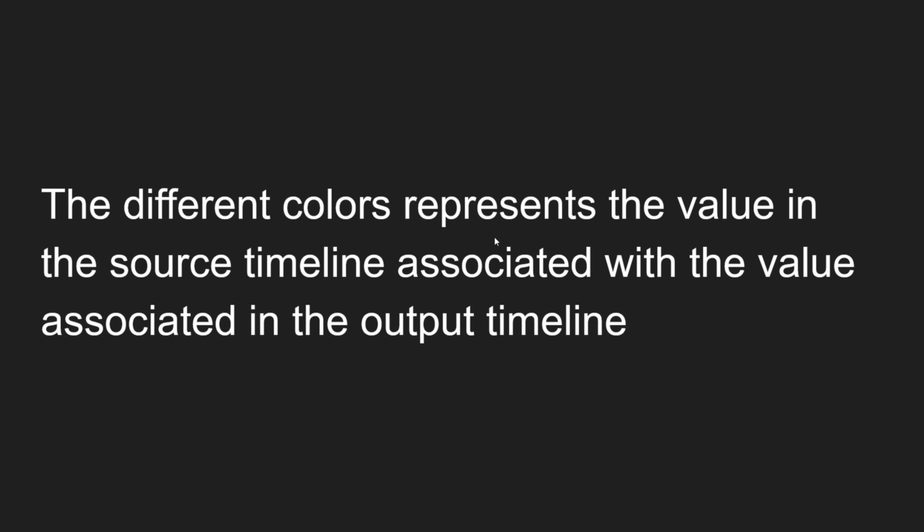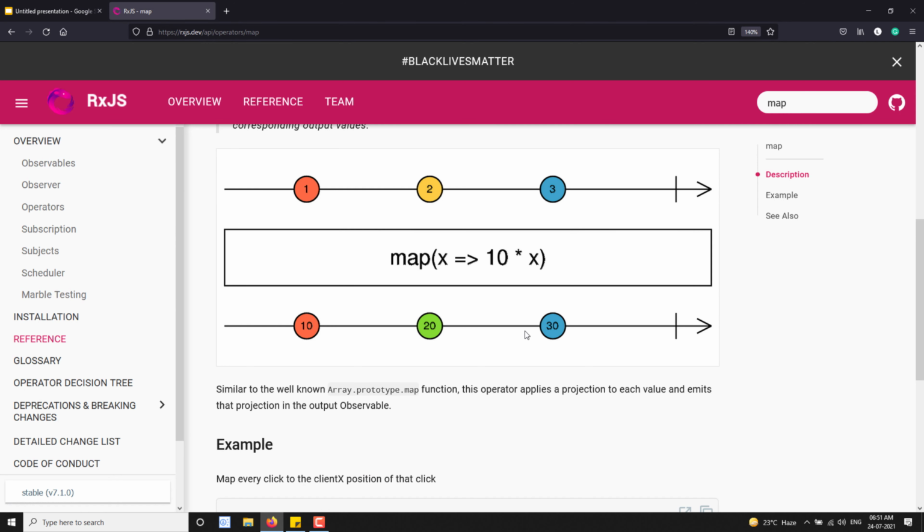The different colors represent the value in the source timeline associated with the value in the output timeline. So you need to understand that the different values, the different colors, are what you see here: orange, yellow and blue.